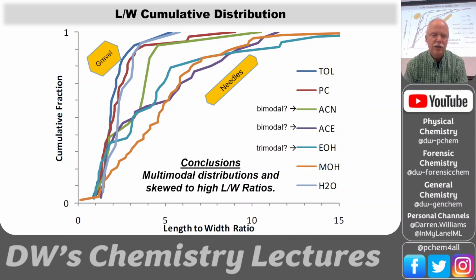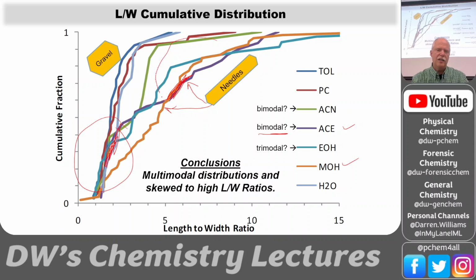So this is doing those same kinds of cumulative fractions, and so these are the data points that I have. And we have needle type structures from acetone, and let's see, this was methanol. So acetone and methanol were needles, and then we had more like gravel from toluene and propylene carbonate and so on. And then if you'll notice, the acetone definitely might be bimodal because you got a steep part here and you got a steep part here. Okay, so these are the small particles, and then these are the sizes of the needles that we have.